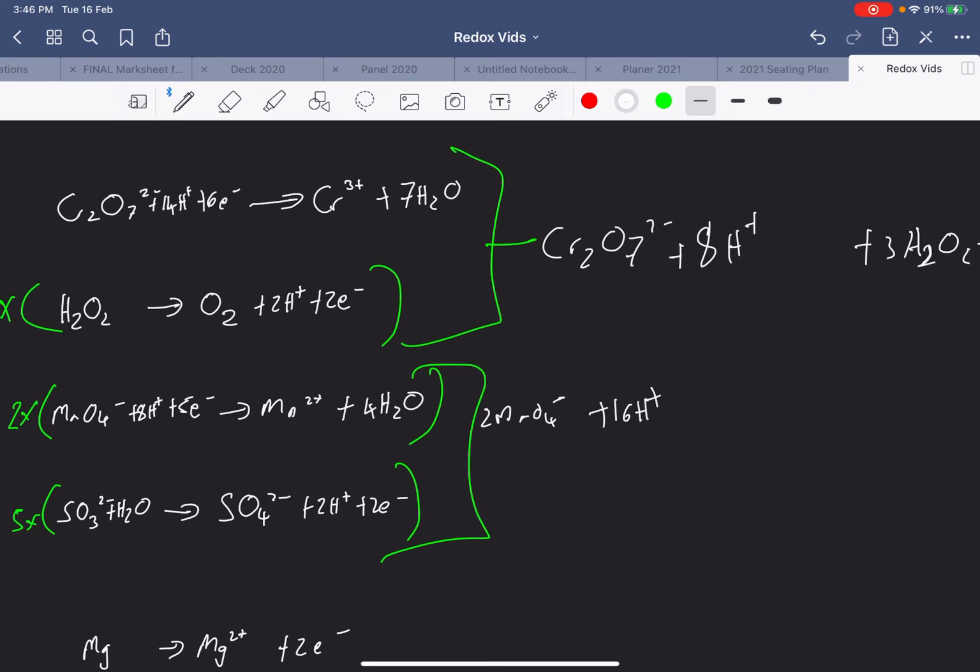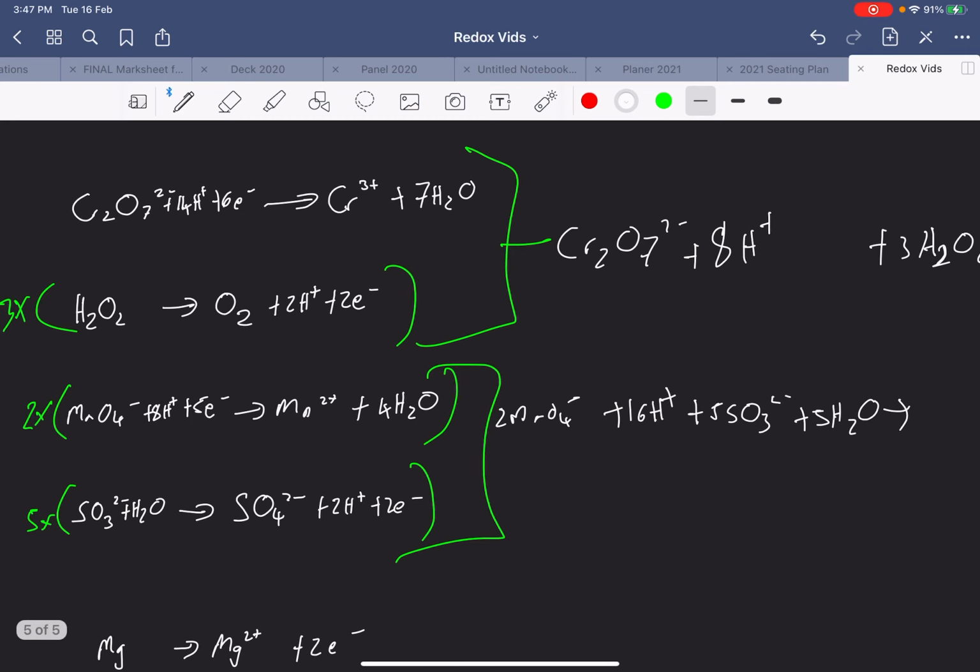Now, I'm not going to put electrons in anymore. I know I've worked this out correctly. 5 times 2 is 10, and 2 times 5 is 10. So that's going to work out fine. All right, and then from the second equation, I'm going to add sulfite, 5 of them, and 5 waters. So 5SO3 2 minus plus 5H2O.